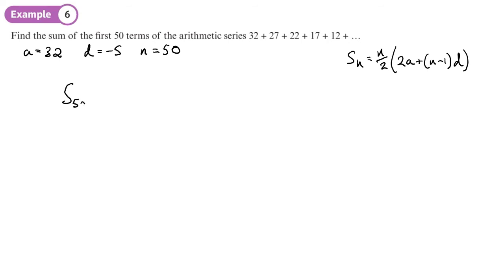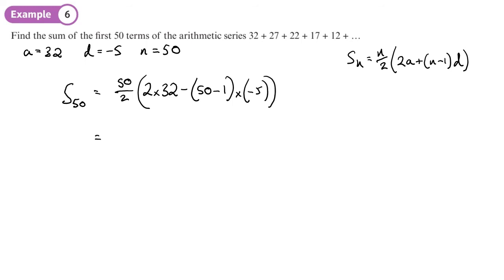So the sum of these 50 terms is 50 over 2 times (2 times 32 plus (50 minus 1), n is 50, times d, which is negative 5). So we'll stick that on our calculator and see what we get. So 50 over 2 is 25, so I can do 25 times 2 times 32, which is 64. Oops, plus, I'm not sure why I put a minus there, plus basically 49 times negative 5, and I get negative 4525, so negative 4525, so that's that one.